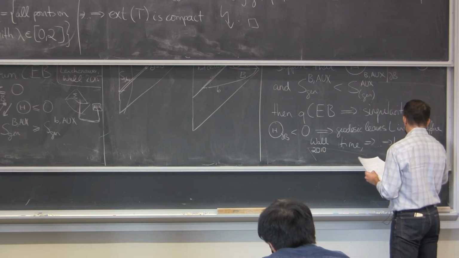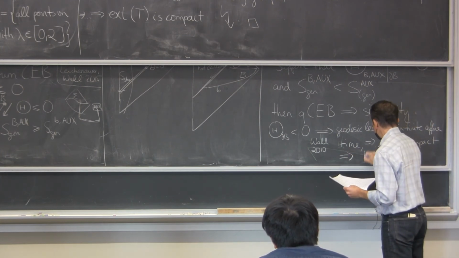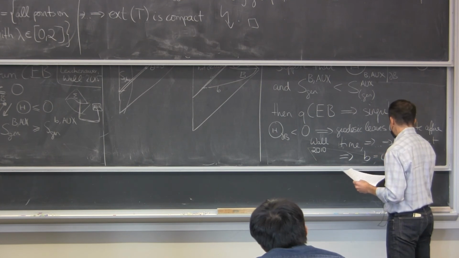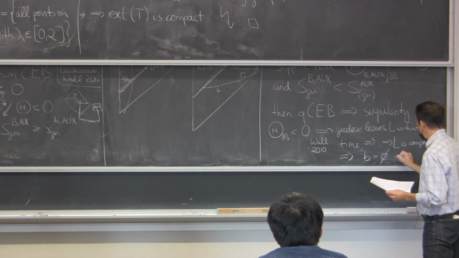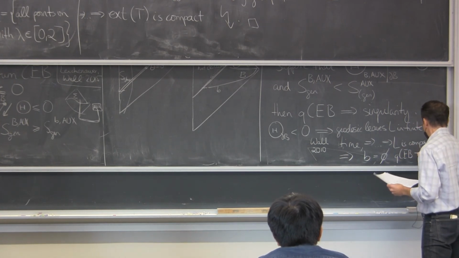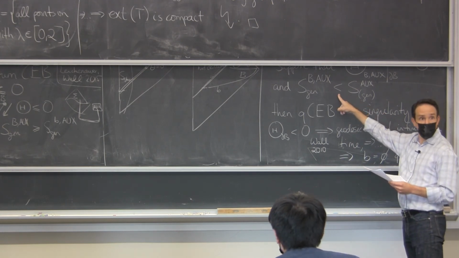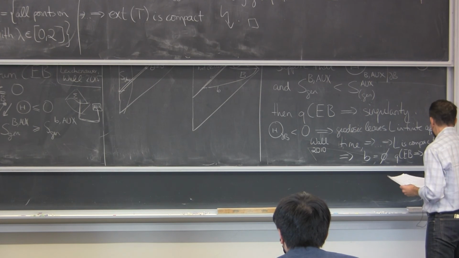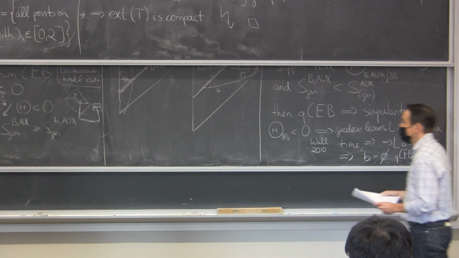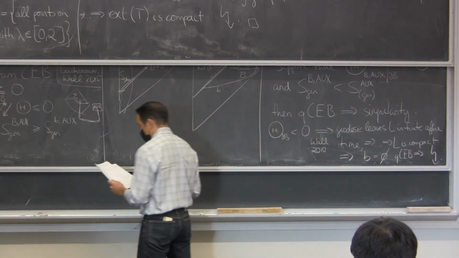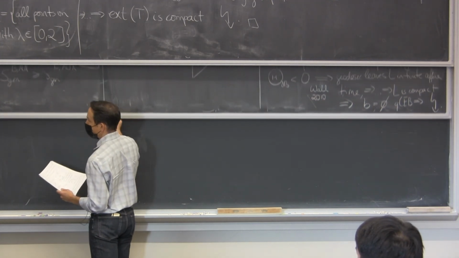L must be compact, therefore. And that's the same thing as saying that little b is the empty set. Okay. But then the quantum covariant entropy bound predicts precisely the opposite inequality from the one that I wrote down here. Okay. Good. So that's it. I want to finish with a puzzle, though.